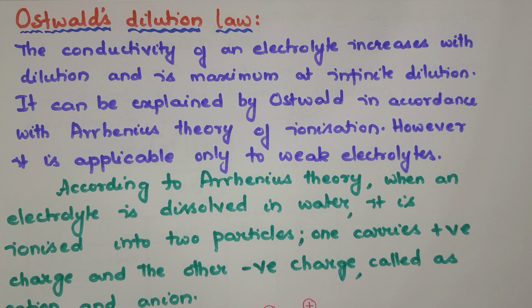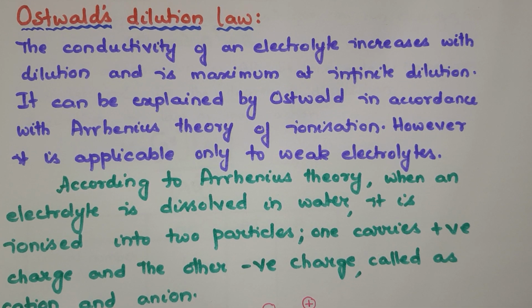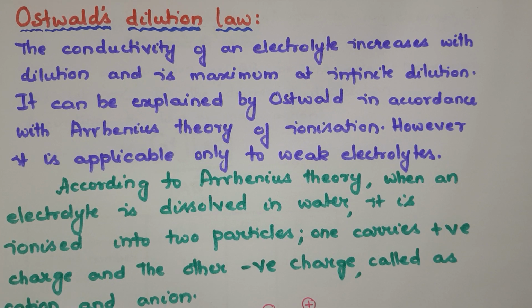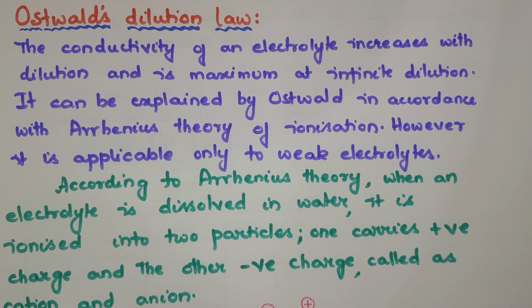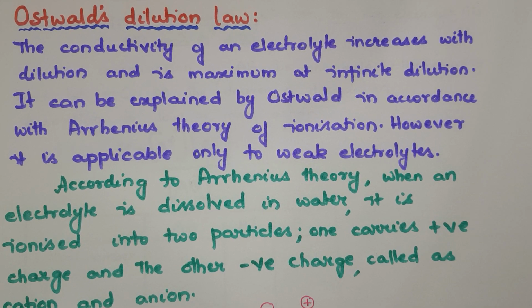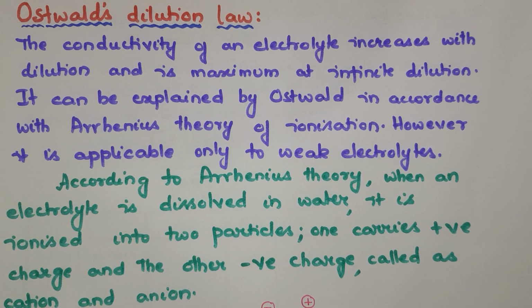Now, what did we learn from Arrhenius theory? Suppose you add water to an electrolyte. It gets dissociated or ionized into two particles, one having positive charge and the other having negative charge. Positively charged particles we call cations and negatively charged ions are called anions. That's what I have mentioned in the next sentence, students. According to Arrhenius theory, when an electrolyte is dissolved in water, it is ionized into two particles. One carries positive charge and the other negative charge, called cation and anion.